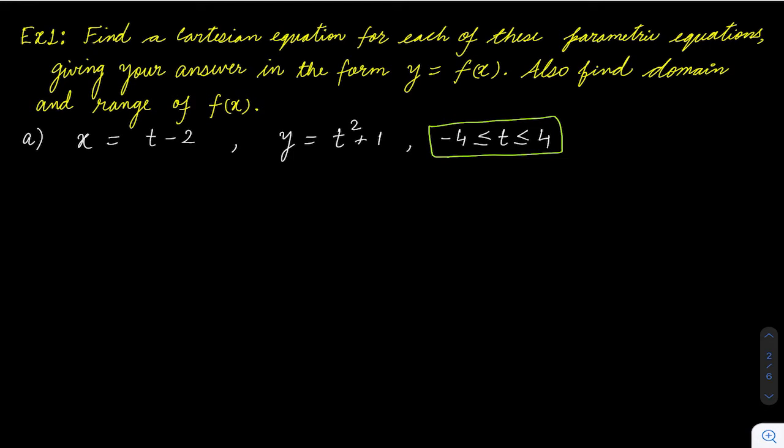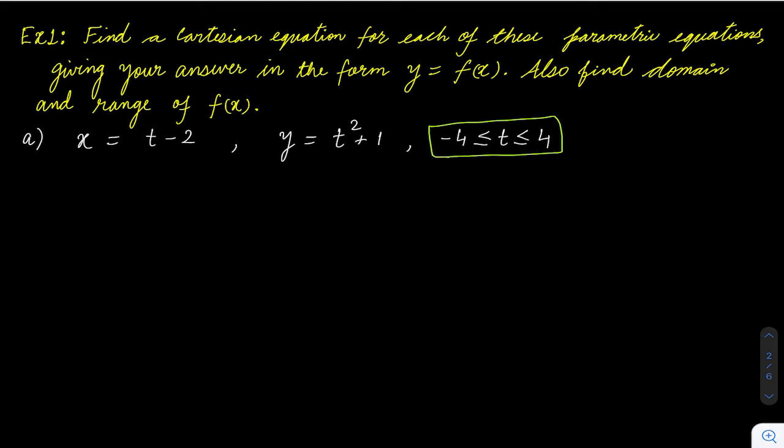So if it's possible to find the value of t from one equation, then we will substitute that in the other equation to eliminate t. So that is our aim. Our aim is, using these two equations, we have to find an equation in which t is not there. That is, we have to eliminate the parameter.